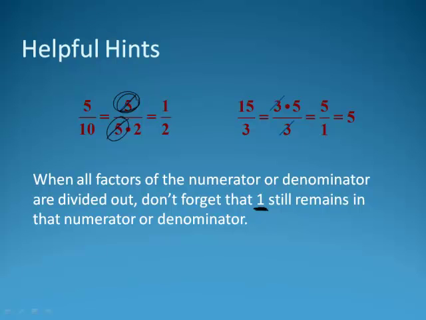That 5 was the only thing in the numerator, and so then there's a 1 as a placeholder left in there. In other words, 5 divided by 5 leaves you with 1. Over here, same kind of deal. In this case, notice that the 3's canceled out, and since 3 was the only thing in the denominator, there is a 1 left there.